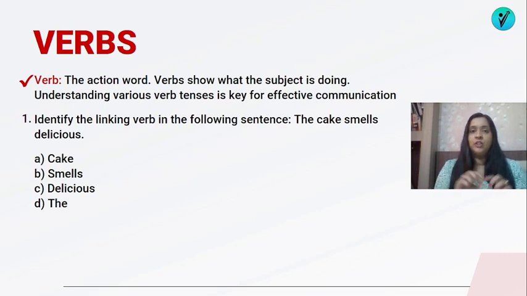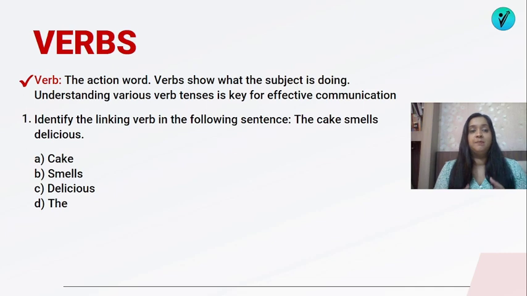So whenever you look at a sentence, pick up the verb, the action word, and ask who or what has been performing that particular task. Then you will get the subject of the sentence. So that's a little about how to find out subjects using verbs. Now let's take a sample question from the CUET paper. Identify the linking verb in the following sentence.